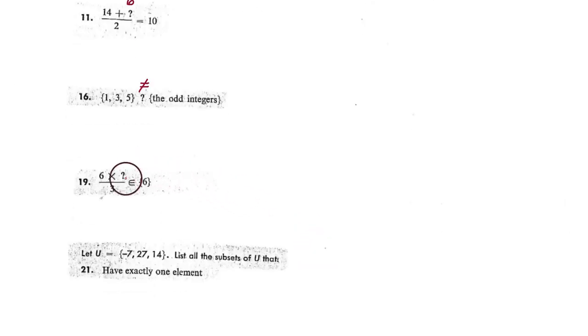Number 19. The question mark is located for a number. If we want the left side to end up being an element of the set containing 6, then the left side has to turn out to equal 6. What does the numerator need to be so that when you divide by 3, you get 6? The numerator has to be 18. Knowing that, we can see that the question mark has to be a 3.